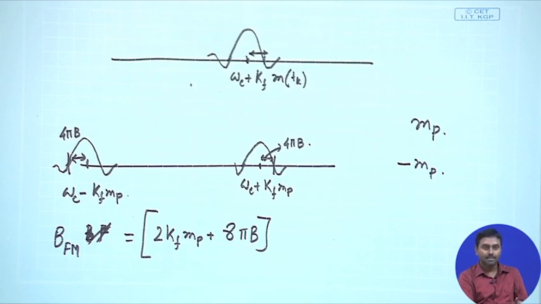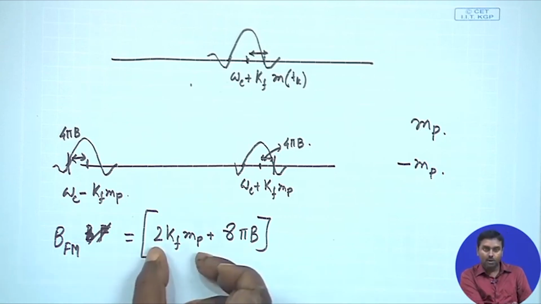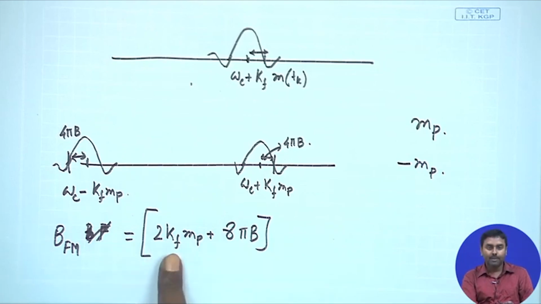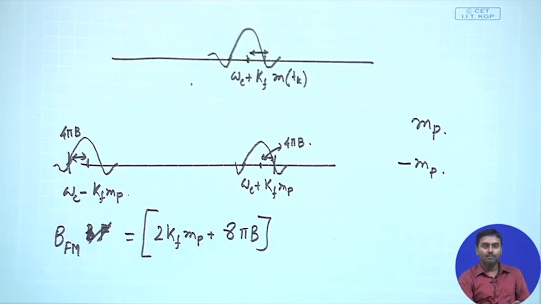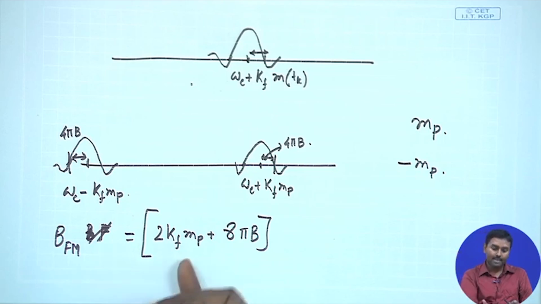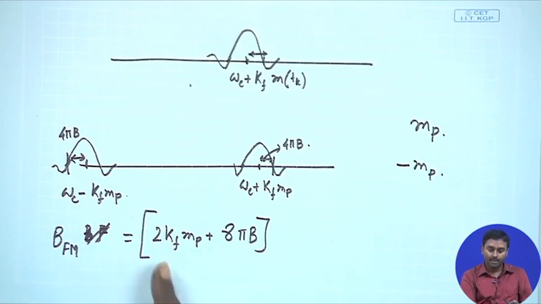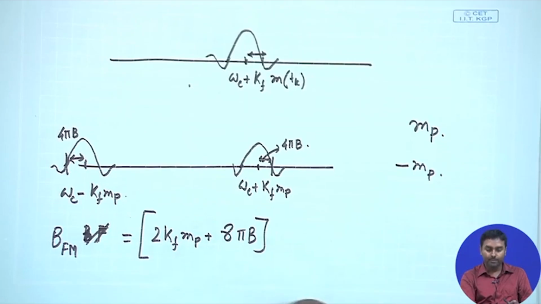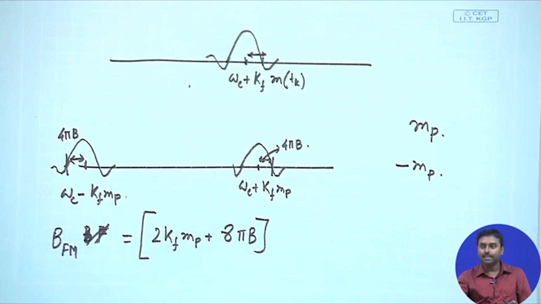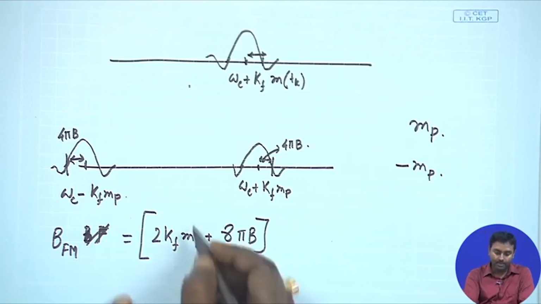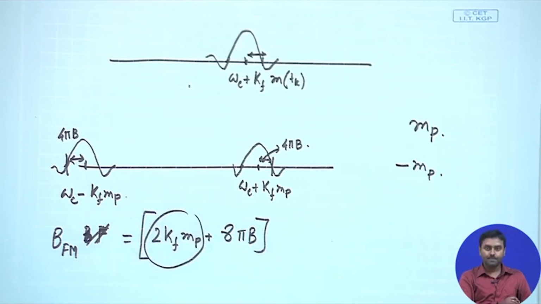Intuitively this makes sense, right? You can see that in the FM bandwidth there is a term which depends on the maximum signal strength as well as the kf value that you supply, plus there is this 8 pi b, where b is the message signal's bandwidth. So these two terms come into the picture whenever we calculate the FM bandwidth. Now let us try to see what this means.